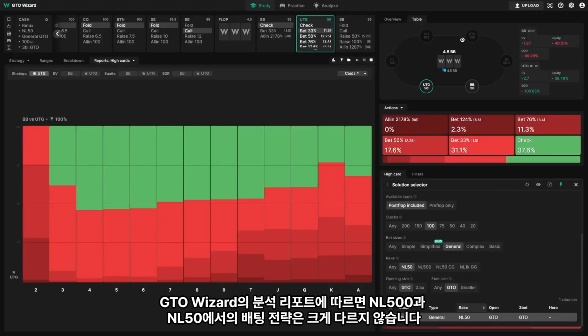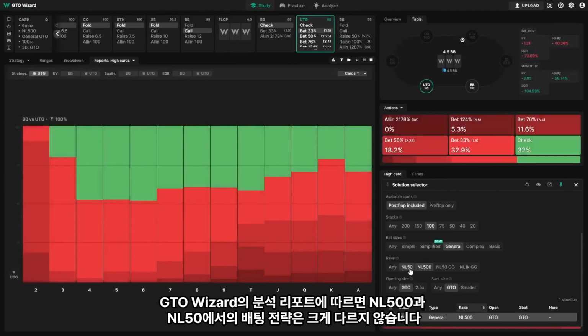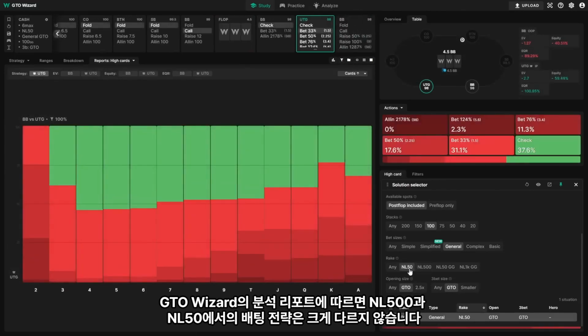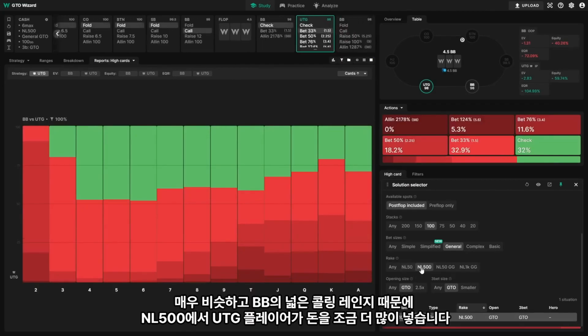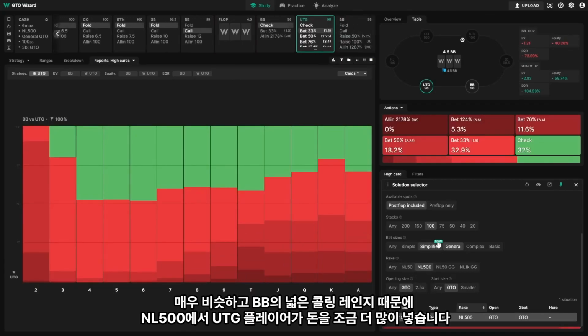Analyzing the reports in GTO Wizard, we don't see very much of a difference between the aggregate betting strategies at NL 500 compared to NL 50. You'll notice that it's very, very similar, putting in more money at NL 500 as the under the gun player because you're playing against a wider calling range.